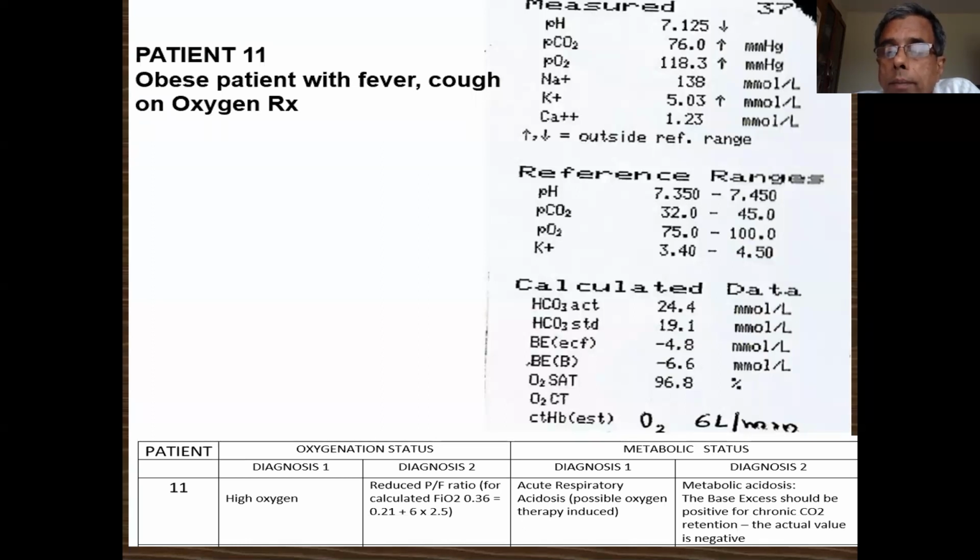And if you look at the metabolic status, the base excess is negative, whereas with an acute CO2 retention it should be 0. Chronic CO2 retention should be positive. This actually is negative. So it's obviously got a metabolic acidosis superimposed. So that is the complete diagnosis for patient number 11.